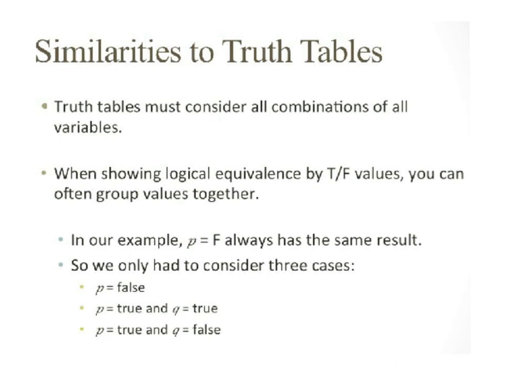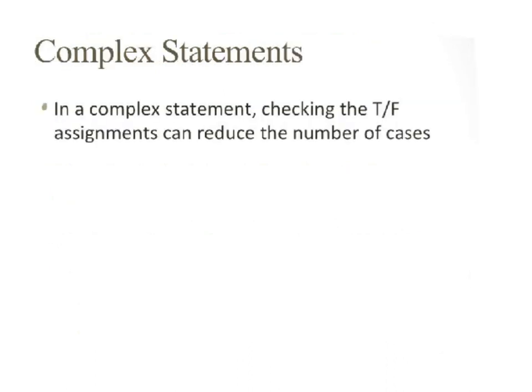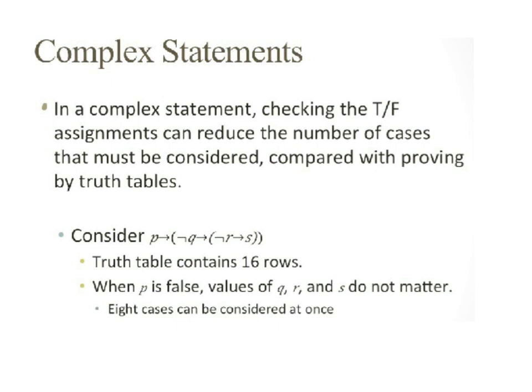A truth table for this statement would have 16 rows and probably several columns to reduce the amount of thinking required to produce a conclusion for each row. But examining the statement shows that if P is false, it doesn't matter what Q, R, or S are, effectively eliminating half the cases in the truth table, 8 rows, with one explanation.